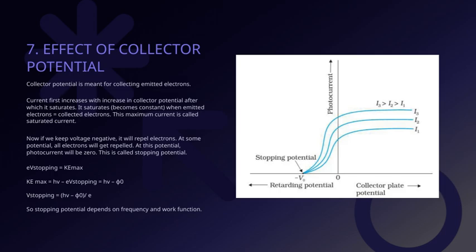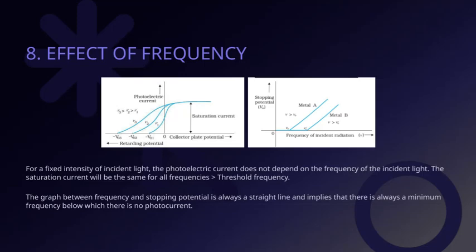Finally, remember that the collector potential's main purpose is to help in collecting the emitted electrons efficiently. It's an important aspect of understanding how photoelectric cells work and how we control and measure the flow of electrons in these systems. Let's look at the graph showing the relationship between frequency and stopping potential.